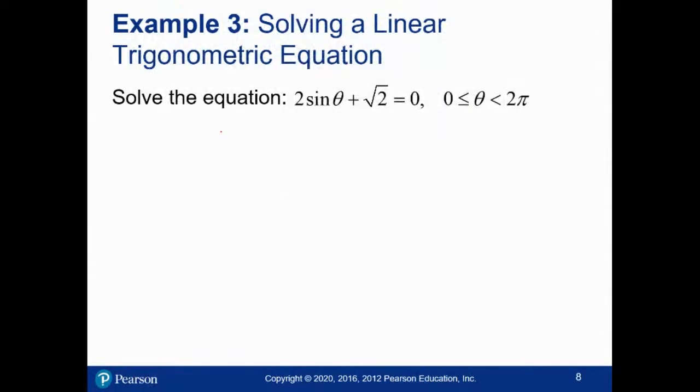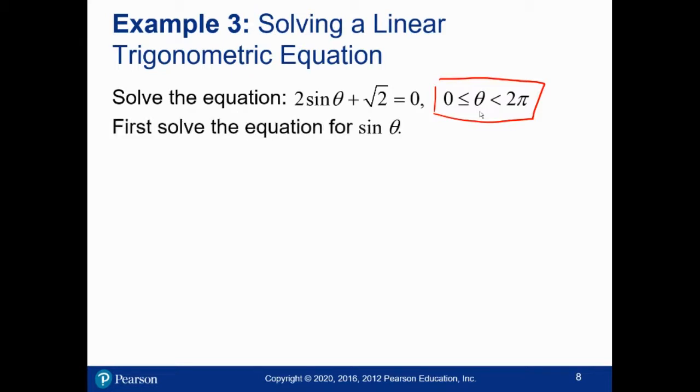Okay, so now we're just doing a slight adjustment here. Can you solve 2 sine theta plus root 2 equals 0, but you're told specifically theta must be between 0 and 2 pi. So you don't have to find all of them, you don't have to list 8 of them. Just find however many solutions there are in between 0 and 2 pi.